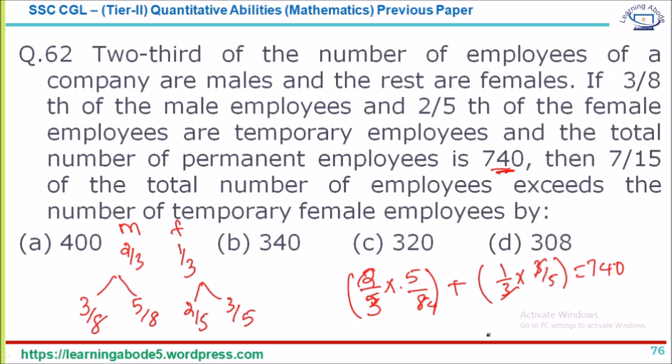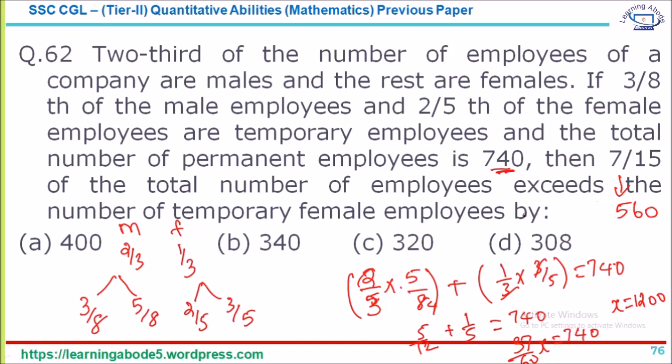So if you simplify this, you will get 5/12 plus 1/5 is equal to 740. Now you will get 37/60 of the total is 740. So the total is 1200. Now 7 by 15th of that 1200 is 560. So that is 7 by 15th of the total number of employees.